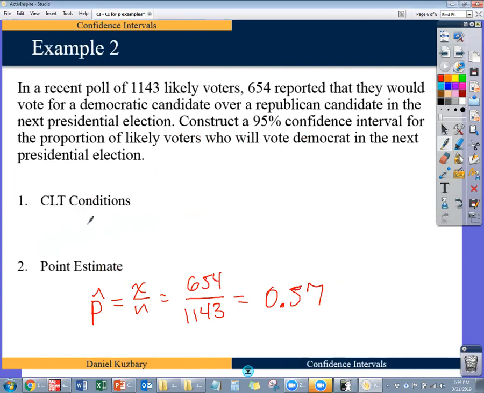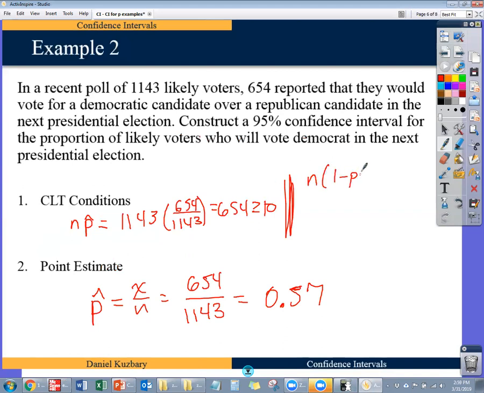The central limit theorem conditions are not too hard to check because you're doing n times p. In this case, we'll use p hat. This isn't very interesting because n is this and p is this, which means n times p is 654, which is greater than or equal to 10. So this is fairly easy. N times 1 minus p hat is also going to be really, really big.